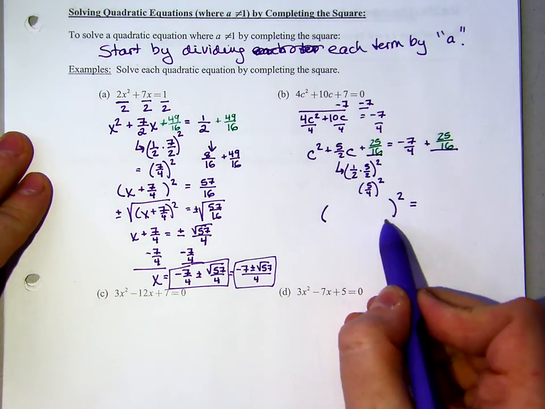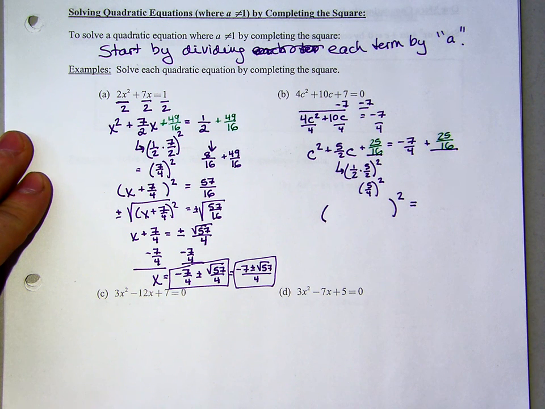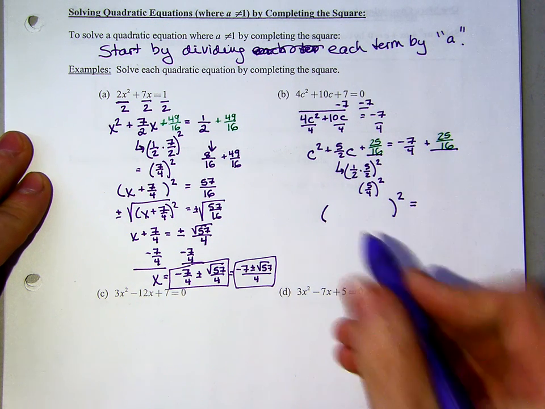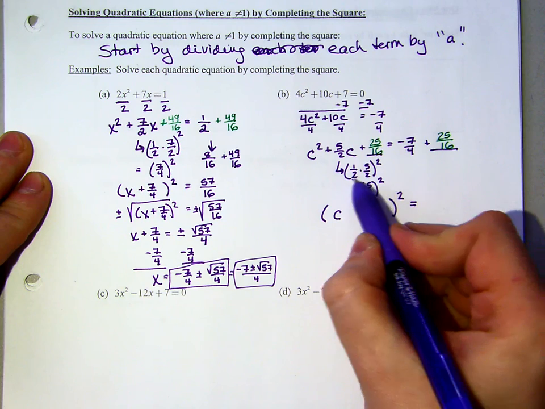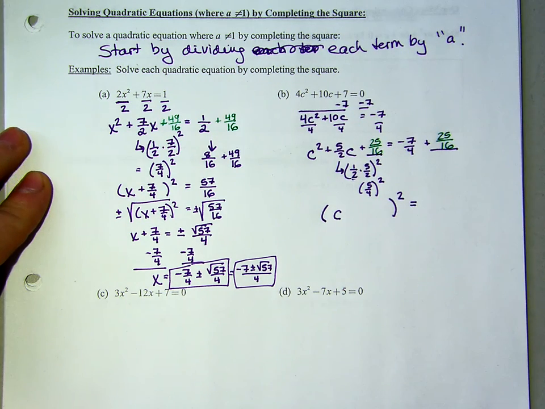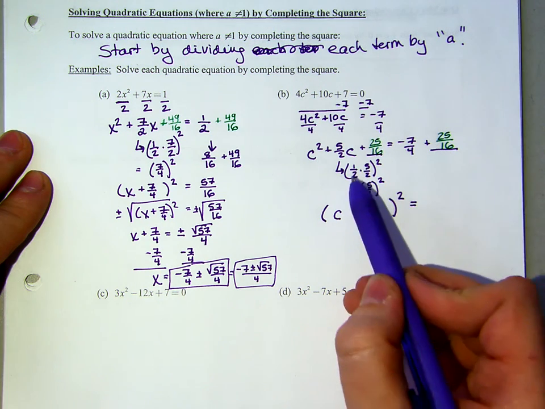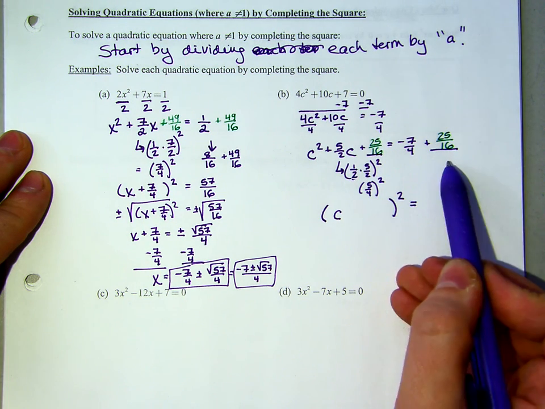Griffin, do you have the factor? No. So we're going to do c, and then half our middle term before we did any squaring. So what is half that middle term before we do any squaring? This is my work to do half the middle term squared to get that 25 sixteenths.